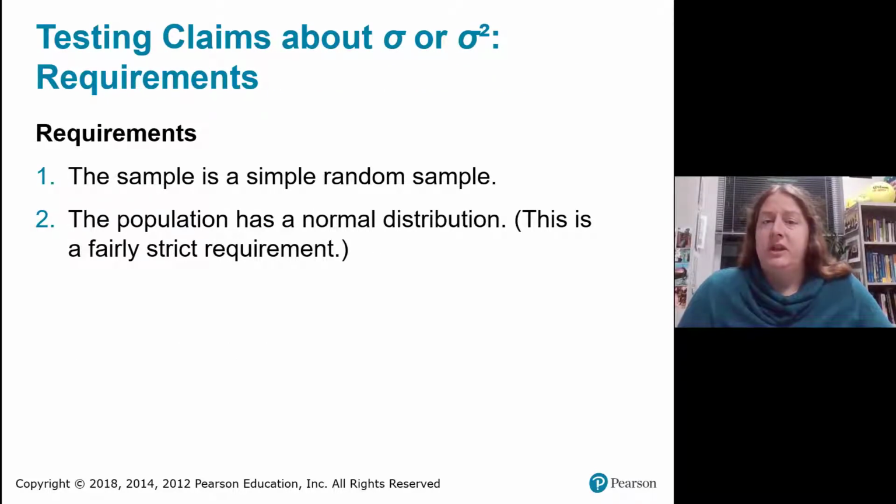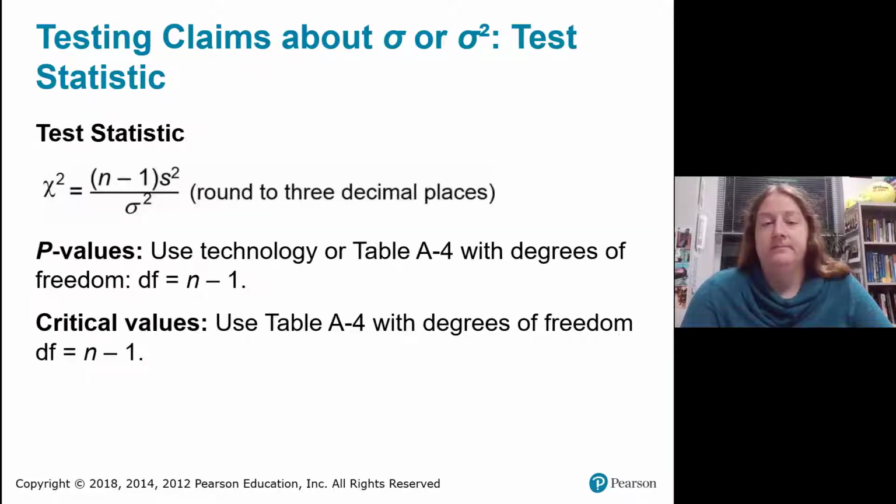So we need to check a couple of requirements in order to do a hypothesis test about standard deviation or variance. The first is that the sample is a simple random sample, and the second one is that the population has a normal distribution. This is going to be a strict requirement for us. We're not going to get into that wishy-washy gray area. It's going to be a strict requirement that it needs to be a normal distribution.